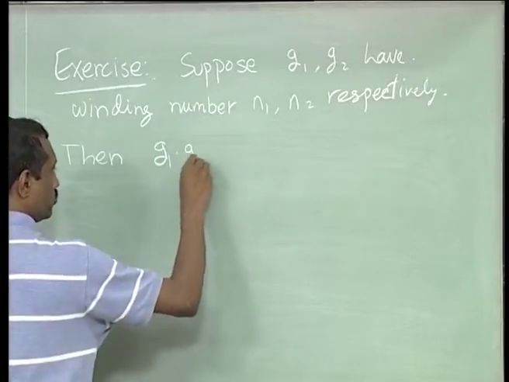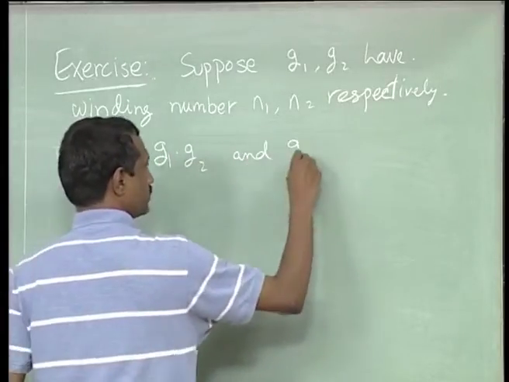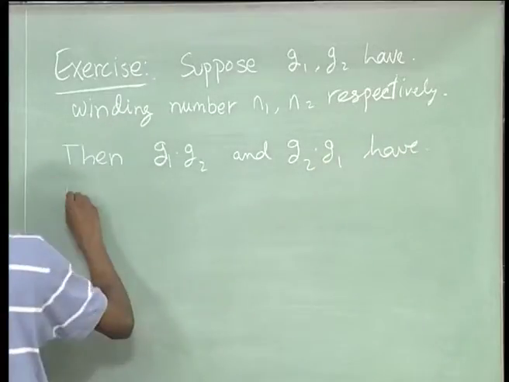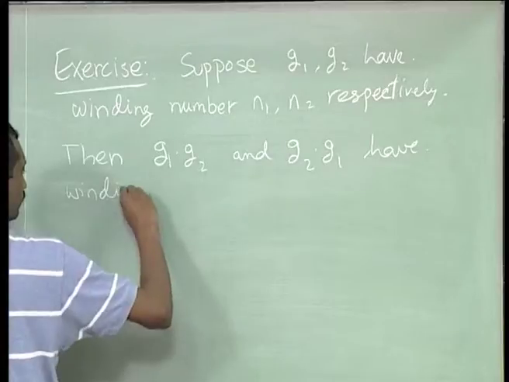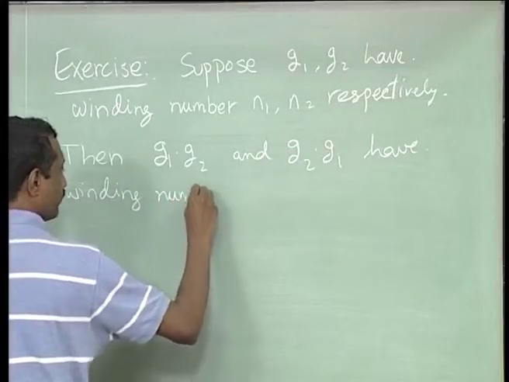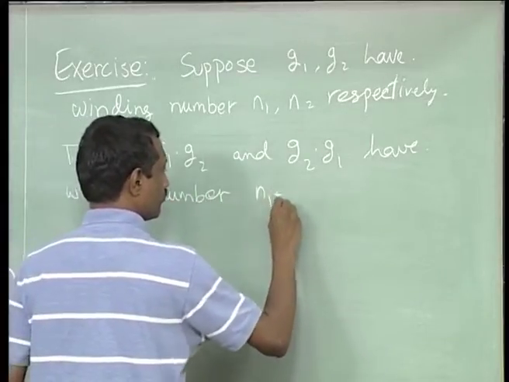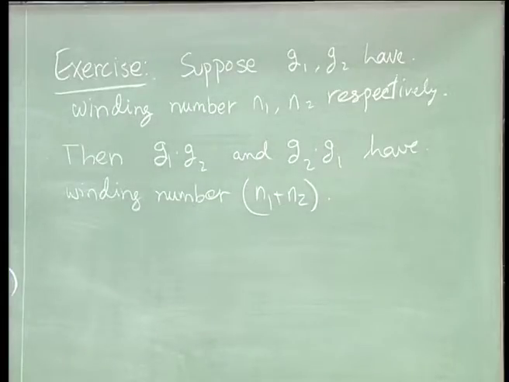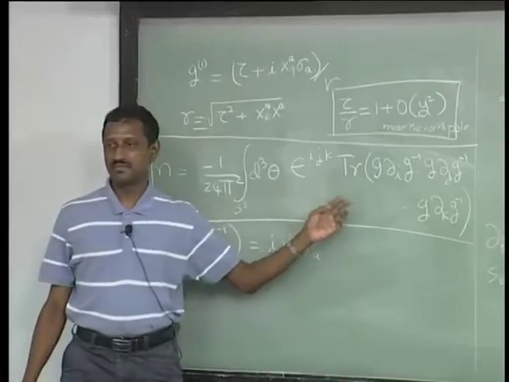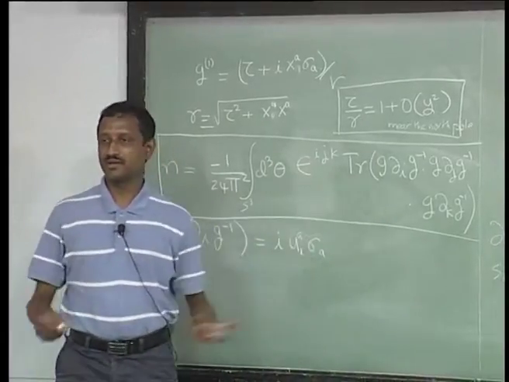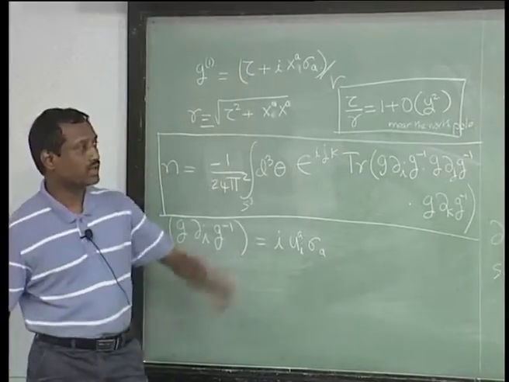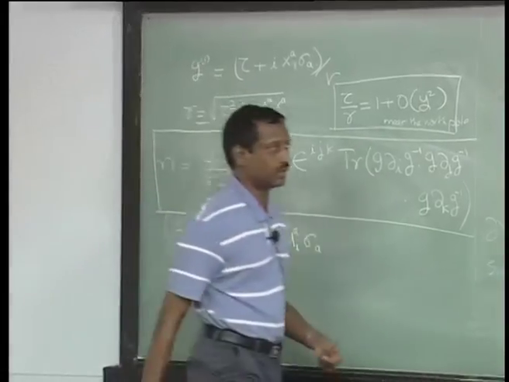G1 dot G2 and G2 dot G1 have winding number... So it more or less should follow from this definition. You have to plug in and separate out things and see how it looks. So that is the claim of the additivity of this thing.